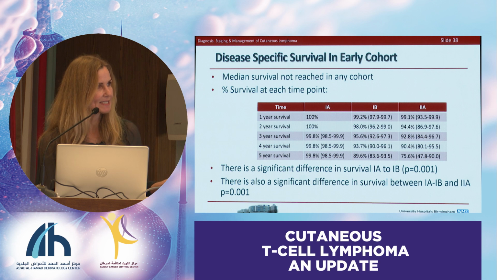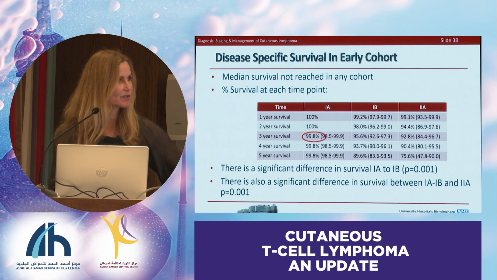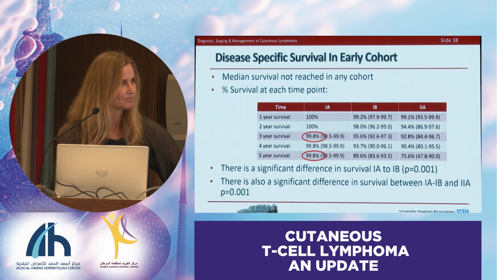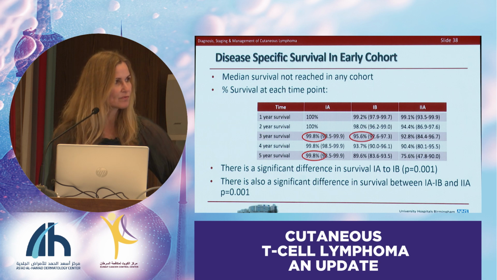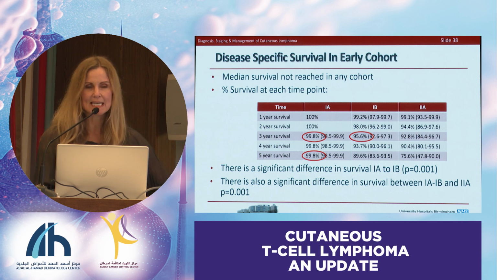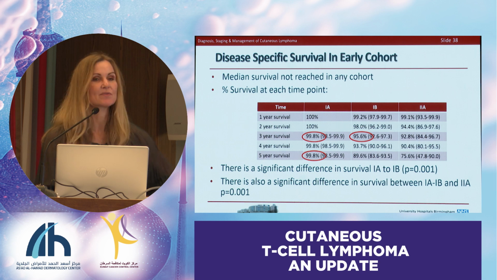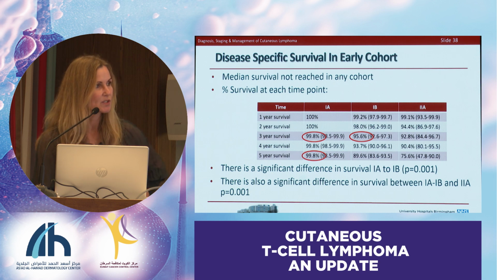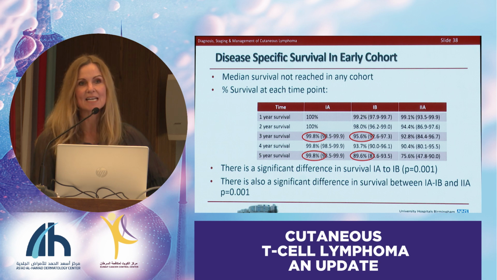So what we see in stage 1A disease is a very good survival. But if you look to 1B disease, already at 3 years, around about 5% mortality. That's 1 in 20 1B patients that you meet won't be alive within 3 years. So it's quite a sobering thought when we think of early stage disease as being a very indolent sort of disease. And if we go to 5 years, 1 in 10 of our patients will have succumbed to their disease.